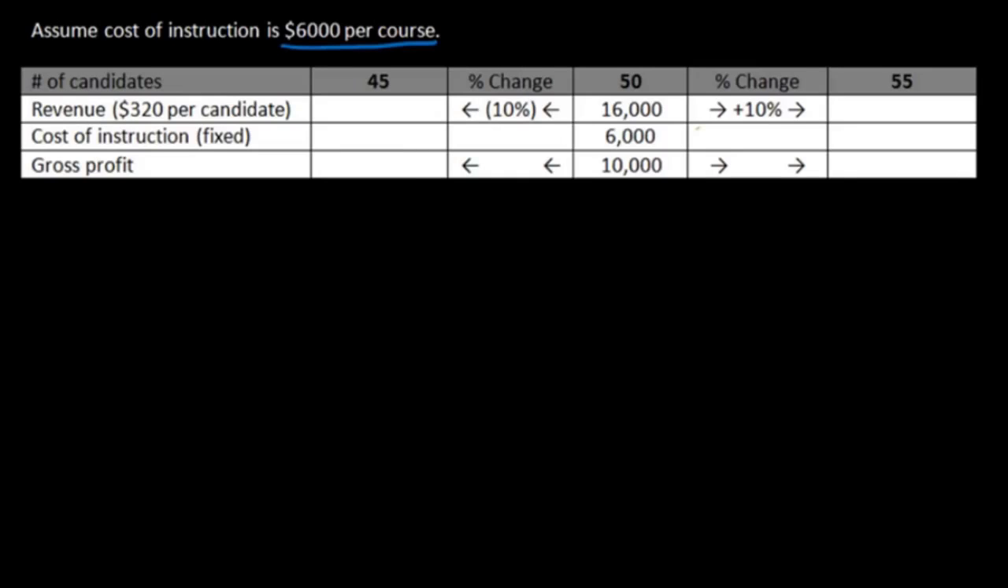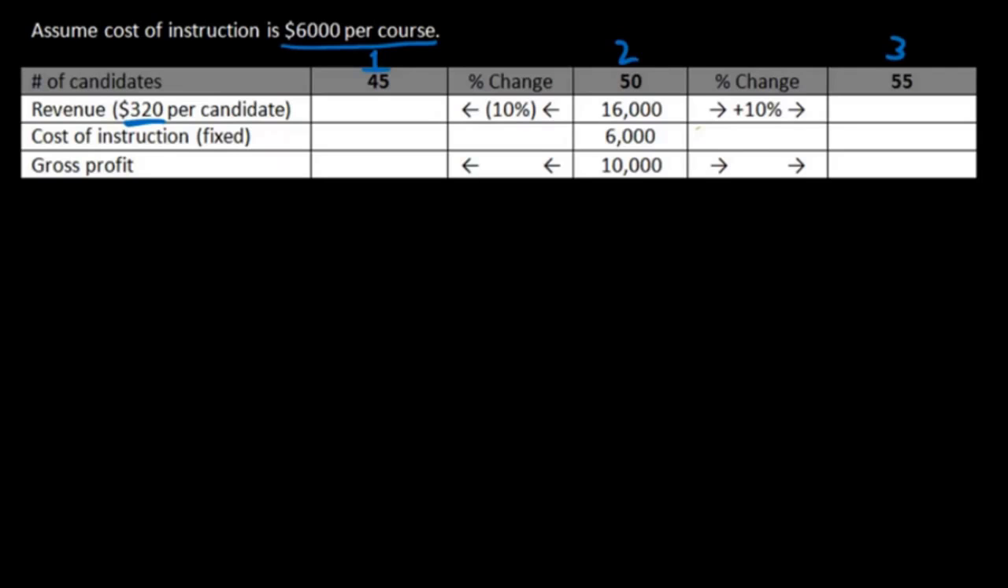And then we have three scenarios here. We have scenario one, where we have 45 students in the course. Scenario two is where 50 students sign up for the course. And scenario three, where 55 students sign up for the course. So we're going to charge these candidates $320 per course. So let's start with scenario two.